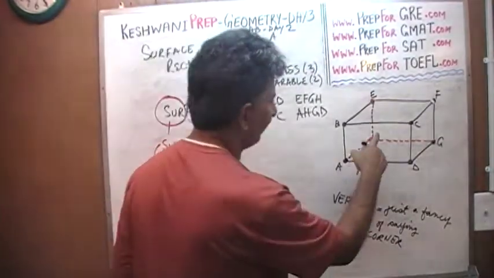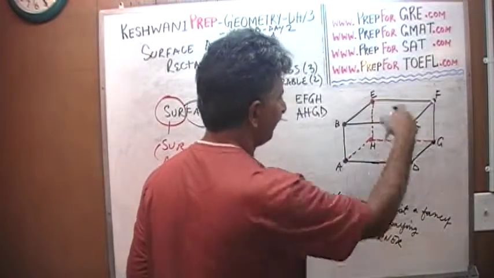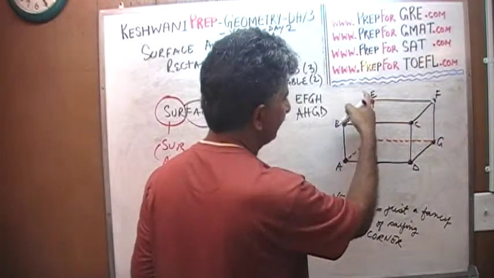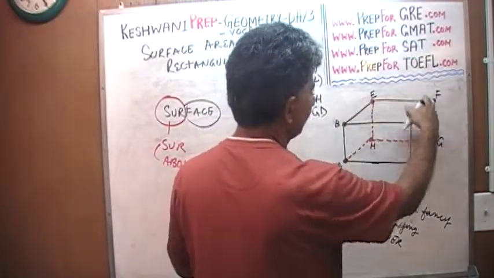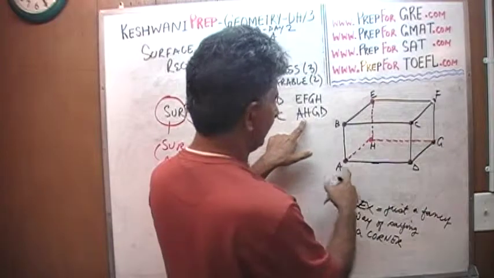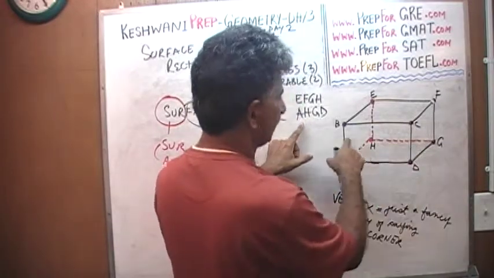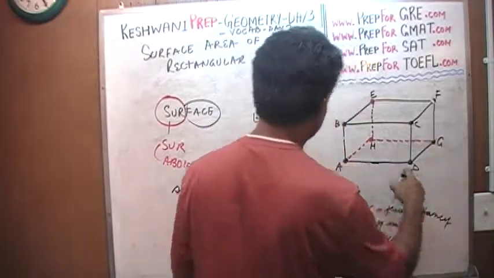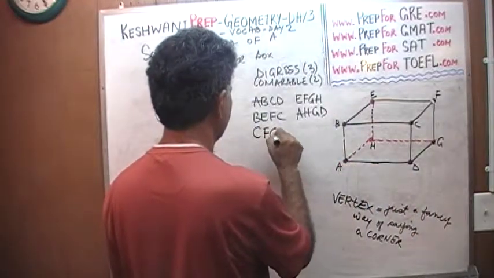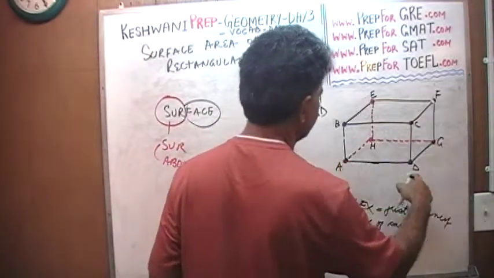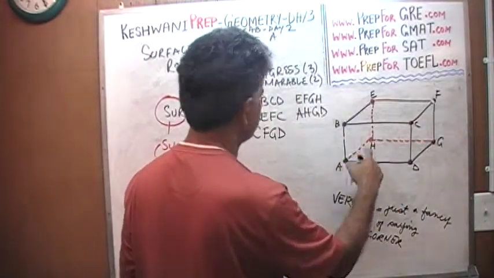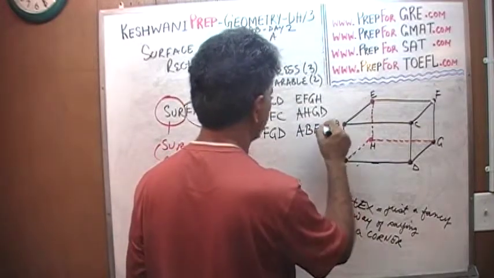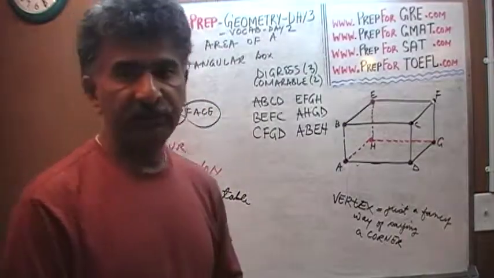So we took care of the front face, A, B, C, D. We took care of the back face. We took care of the 2 faces on the top and the bottom, B, E, F, C, and the bottom one, A, H, G, D. Now we have to take care of the 2 sides. Let's start with this one here, C, F, G, D, and now this one, A, B, E, H, rather. That's it. Those are the 6 faces.